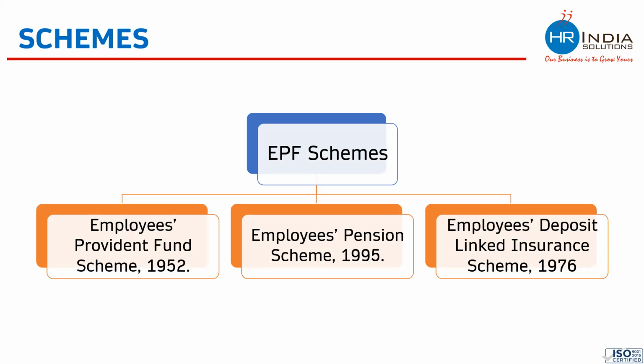Now, like I said, there are three schemes available under this act. Initially, there was only one scheme, the Employees Provident Fund Scheme 1952. Later, two more schemes were added. The Employees Deposit Linked Insurance Scheme was added in 1976. Then they added the Employees Pension Scheme in 1995. The combination of these three schemes gives us this act, the Employees Provident Fund and Miscellaneous Provisions Act 1952. Now we'll understand all these three schemes one by one in detail.